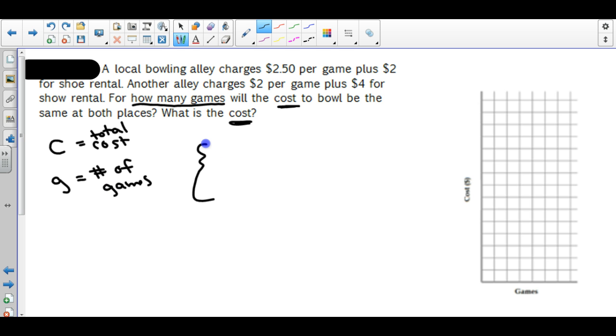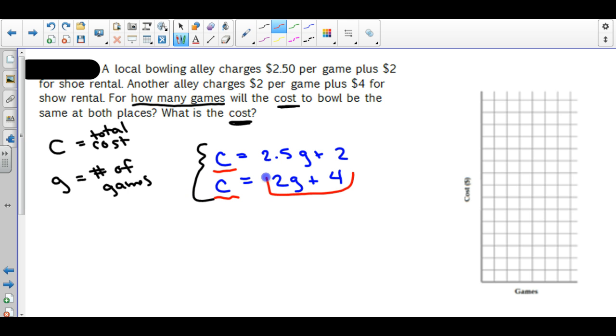And I'm going to write two equations. So if he goes to one bowling alley, whoever this person is, the cost at one of those alleys is going to be $2.50 per game, plus $2 for the shoe rental. And the other place was charging $2 per game, plus $4 for a shoe rental. So I have two equations in slope-intercept form. Notice that my variable is isolated. It's the same on both sides, and that tells me that I'm going to use substitution.